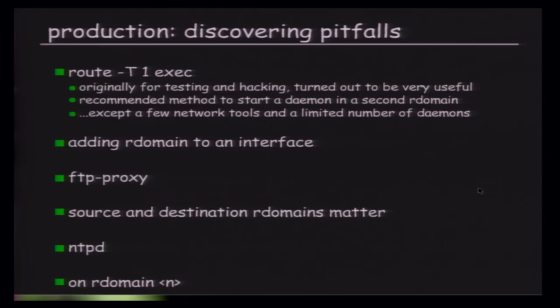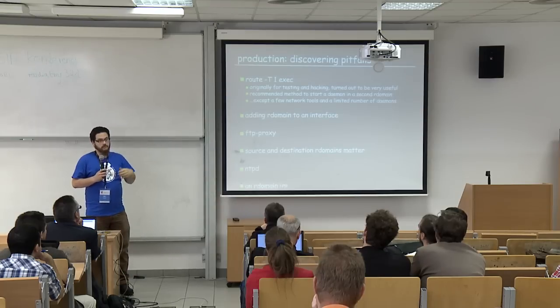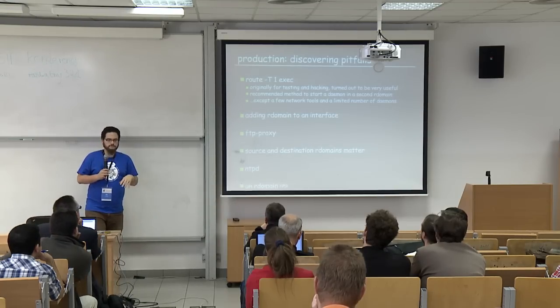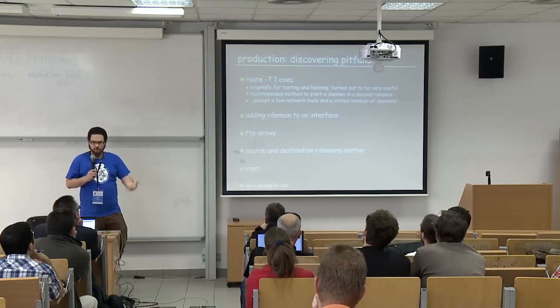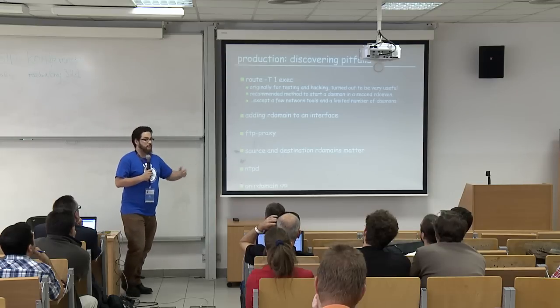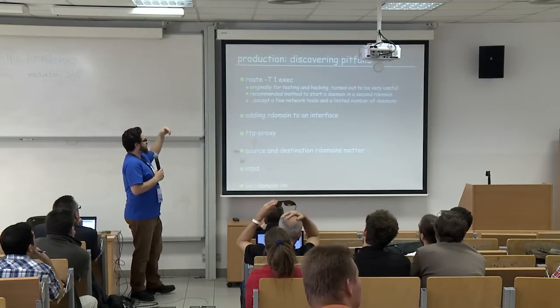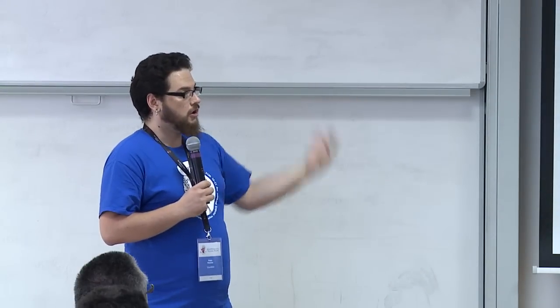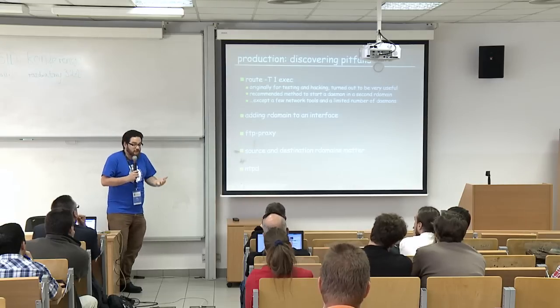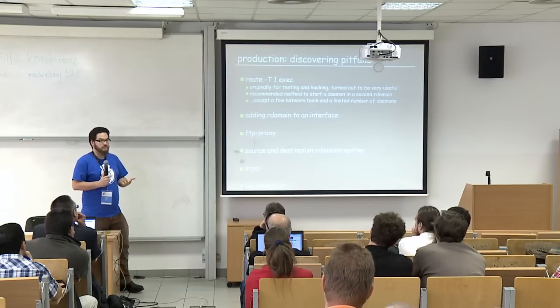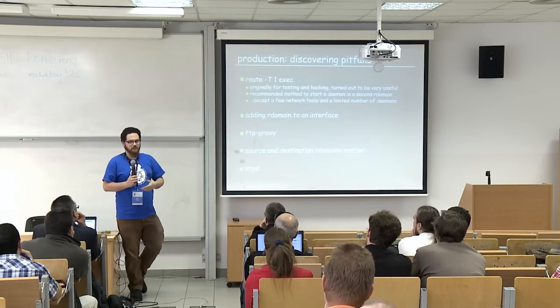So for example, for route, we added the exec command. Normally when you run a system, everything is in R domain 0. But if you need to run, for example, ping or a server or anything else, you need to jump over to the other one. We originally developed route exec for testing, just so that we did not have to add support to everything individually. Turns out it's very, very useful. It's a great thing to use, that way we don't have to add support to everything.